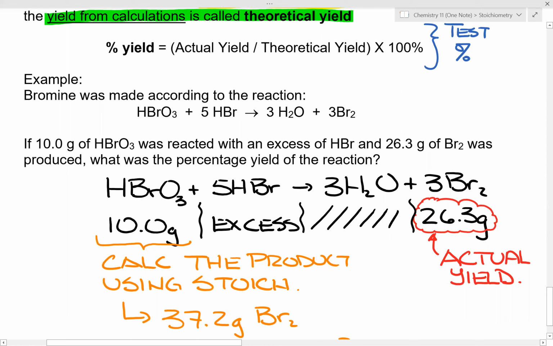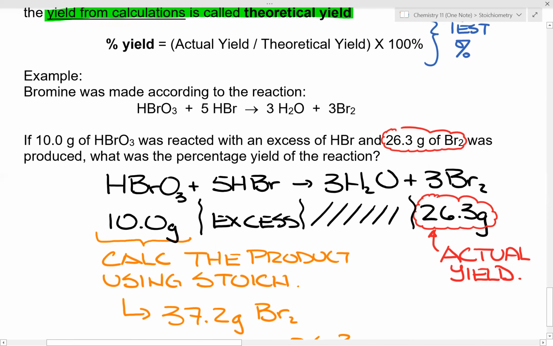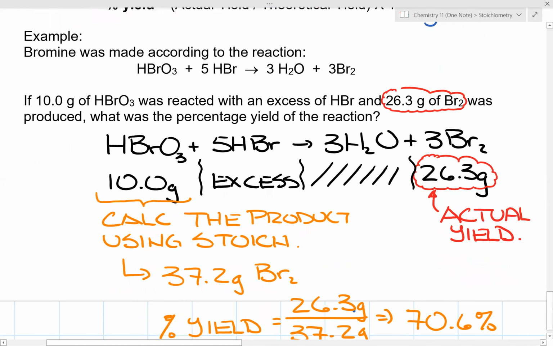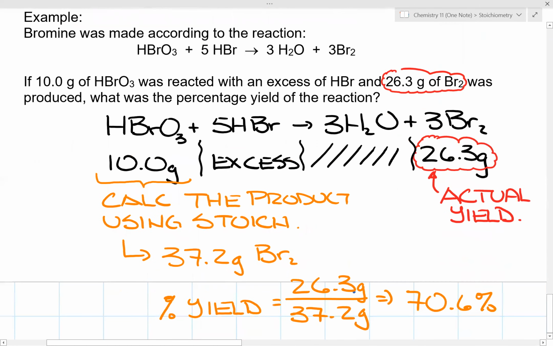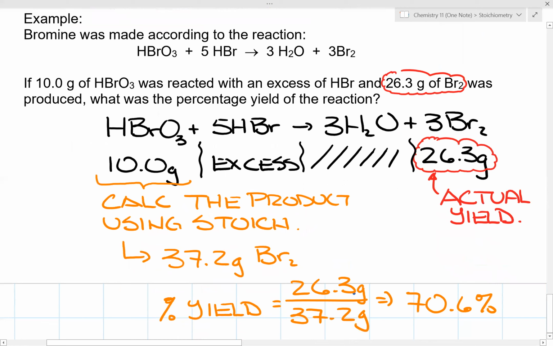Now, the 37.2 grams of bromine, how did you know that? Because that was what was given in this situation. They want you to find out the bromine. So what do you do with this 26.3 and the 37.2? Well, you calculate the percent yield. You take the 26.3 divided by the 37.2, which is what you had calculated, and you get an answer of 70.6%.